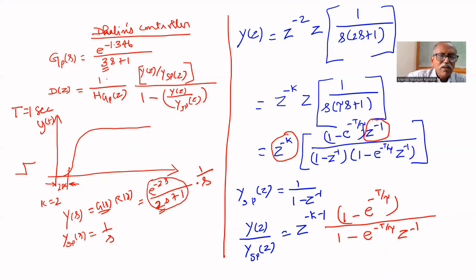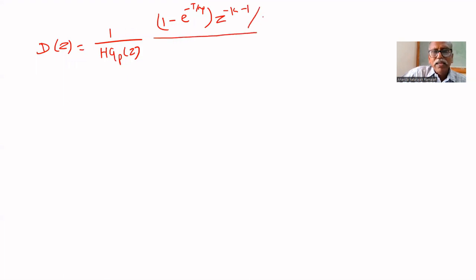What is D of z? D of z equal to 1 by H Gp of z times y of z by y set point of z. If you substitute this here, what you will get is D of z equal to 1 by H Gp of z, multiplied by 1 minus e power minus T by tau z power minus k minus 1, divided by 1 minus e power minus T by tau z power minus 1.